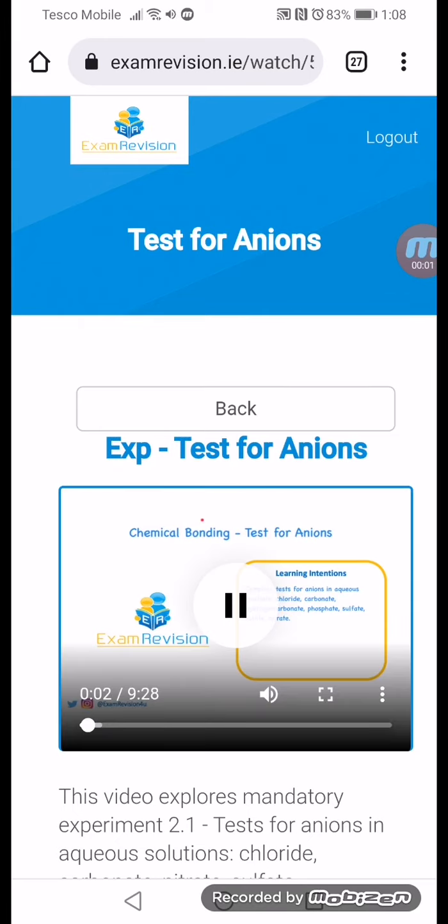In this video, we're going to look at chemical bonding, but we're specifically going to look at tests for anions. So our learning intention is to complete tests for anions in aqueous solutions of chloride ions, carbonate ions, hydrogen carbonate ions, phosphate ions, sulfate ions, sulfite ions, and nitrate ions. So let's look at tests for anions.